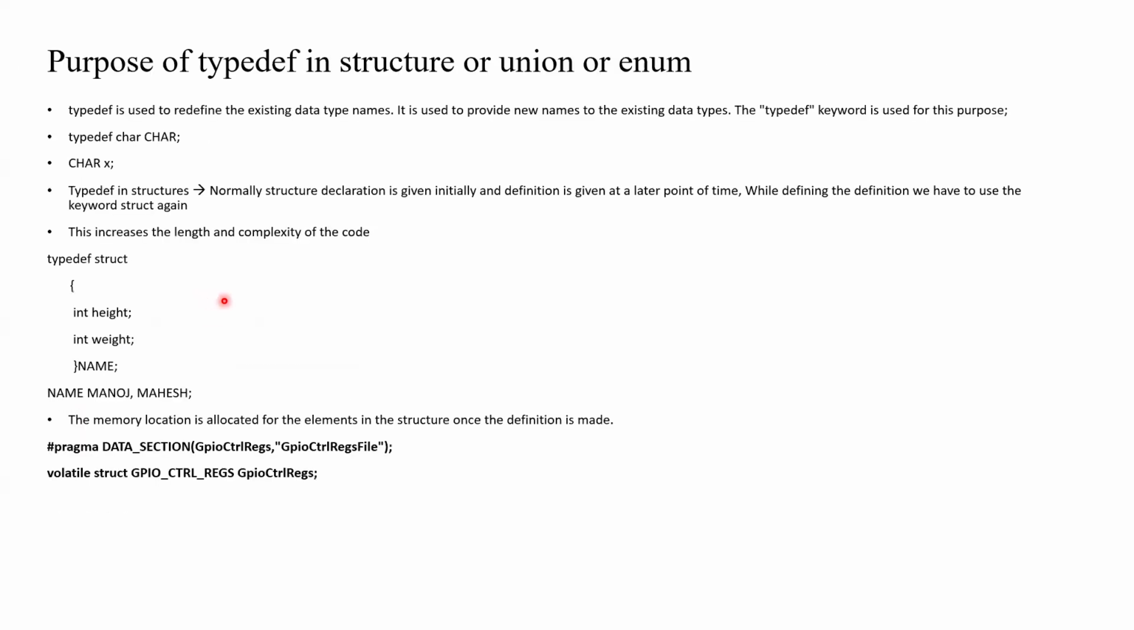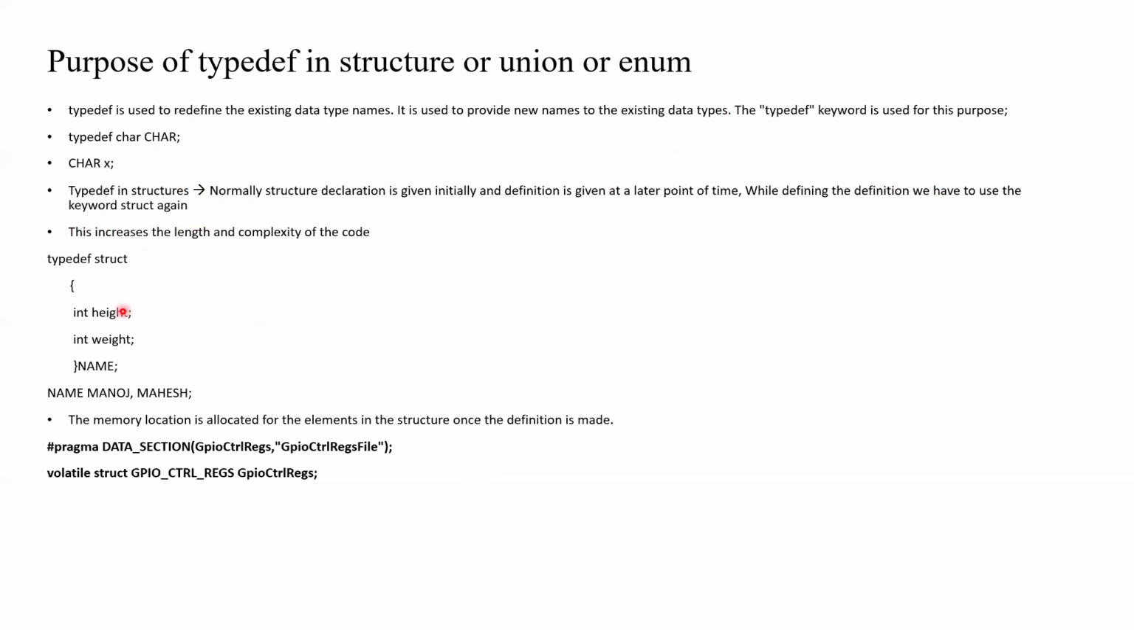So the last point I want to discuss in this lecture is the typedef. The typedef is used to redefine an existing data type. Let's say typedef char, if you want to use some other name, then you can call it with this name, right? Typedef in structures: normally the structure declaration is given initially, and the definition is given at a later point of time. While defining, we have to use the keyword struct again, right?